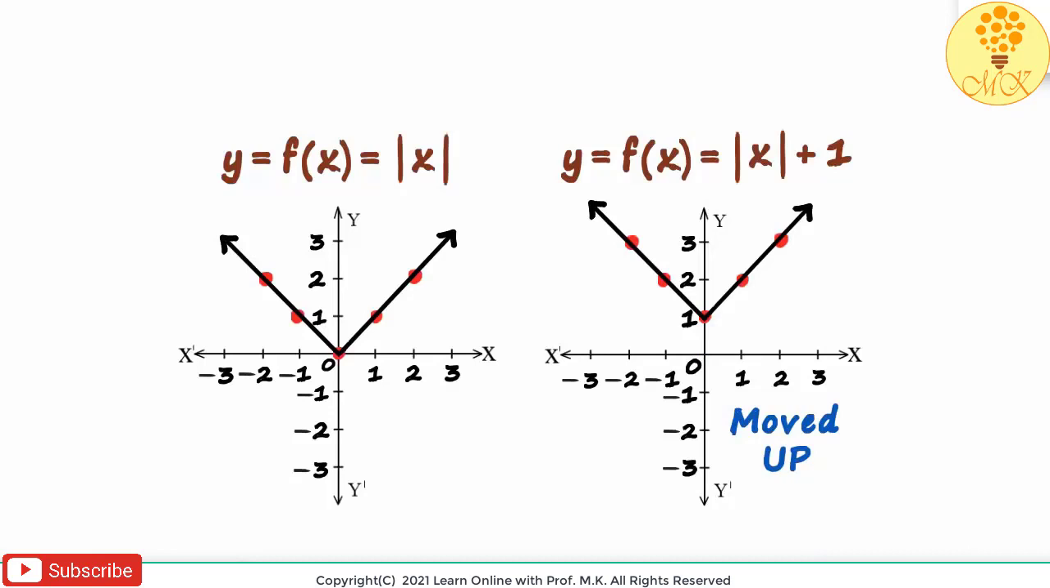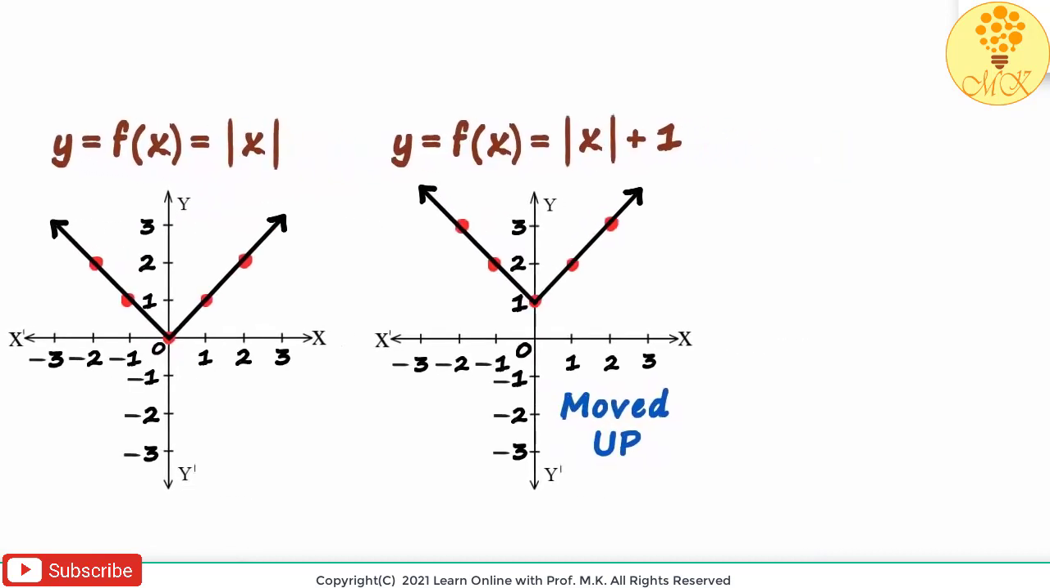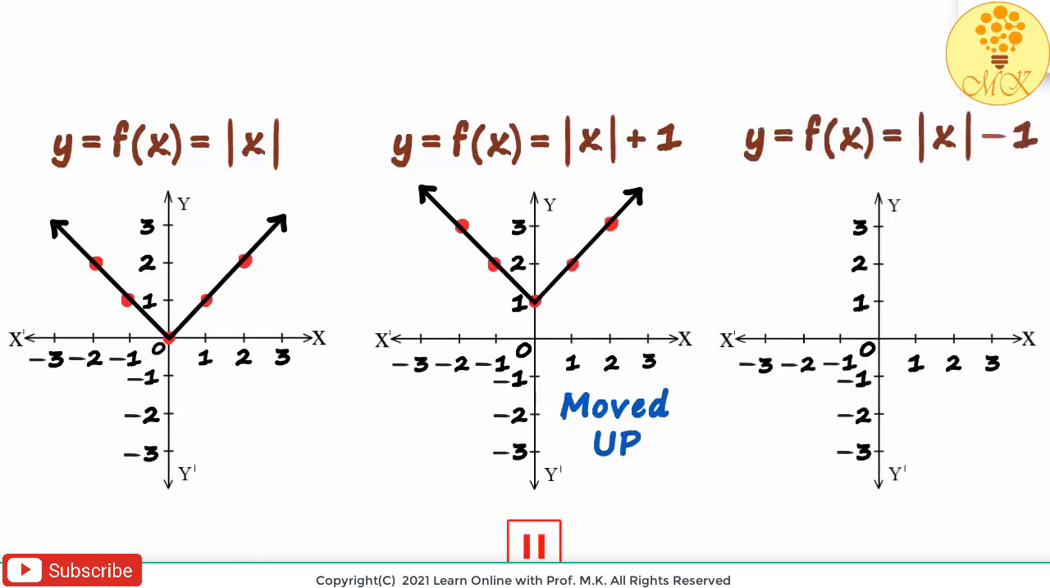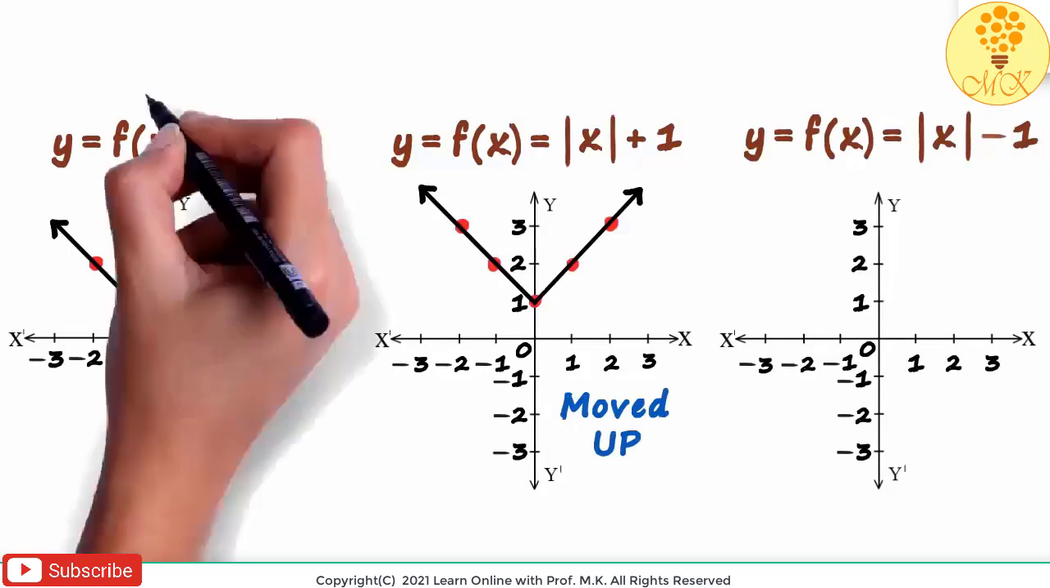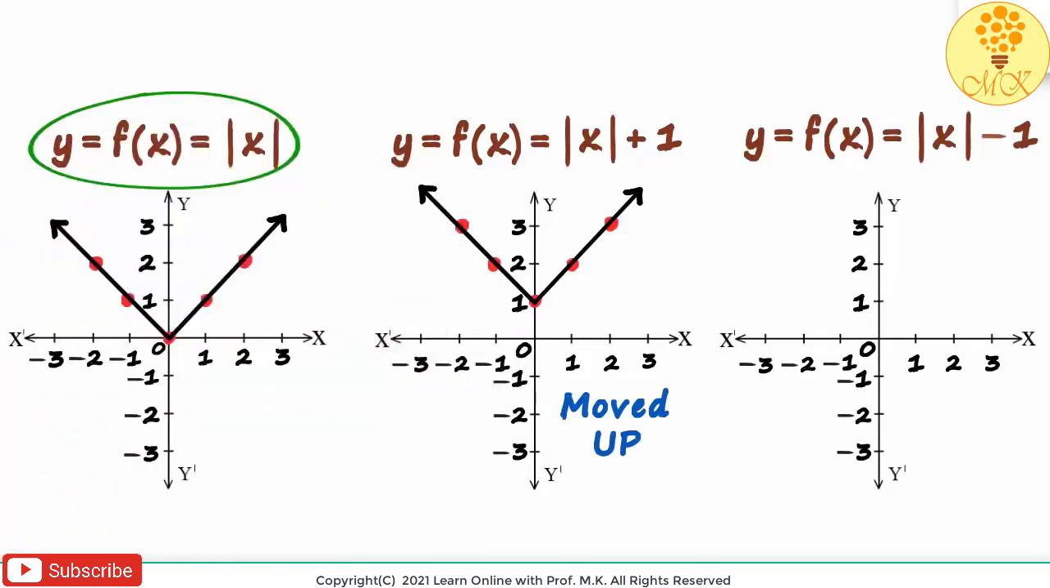Will the graph move down if we subtract a constant from the function? Look at the next function and try plotting its graph. Here, we have subtracted a 1 from the original function f of x is equal to the absolute value of x. If x is 0, y will be minus 1. We mark the point 0, minus 1.